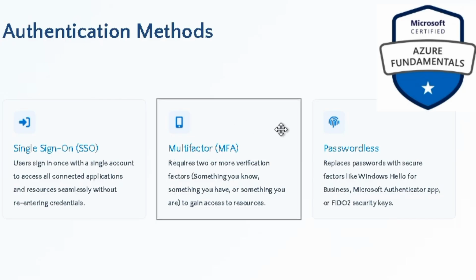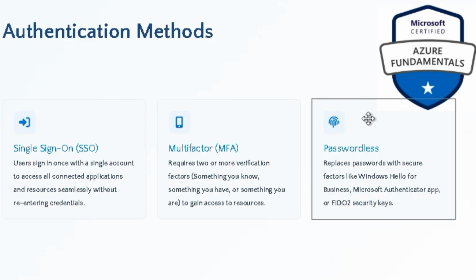Multi-factor authentication is where I need a minimum of 2 factors. For example, I will need my phone, a text message, or my email, some sort of double factor authentication that is not only going to be my password, but I'm going to need another factor of authentication. So remember, 2 factors of authentication.